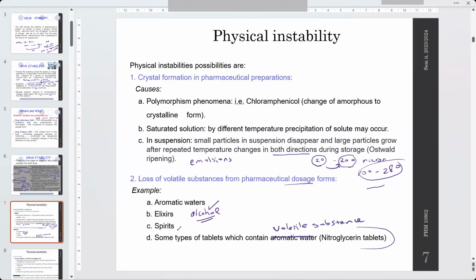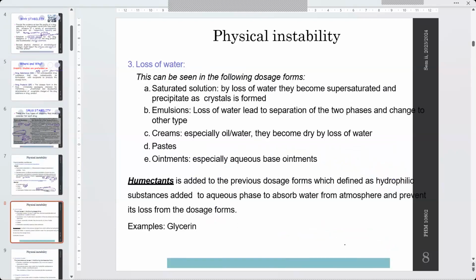For example, nitroglycerin tablets. Nitroglycerin is used for treatment of angina pectoris. Usually it can be used for emergency cases when the patient has a heart attack, has chest pain. He can just place it under the tongue and then the drug will be absorbed. Nitroglycerin by nature is volatile. So with storage, especially if the container is not tightly closed, there will be evaporation of the nitroglycerin from the tablets and the content will decrease.